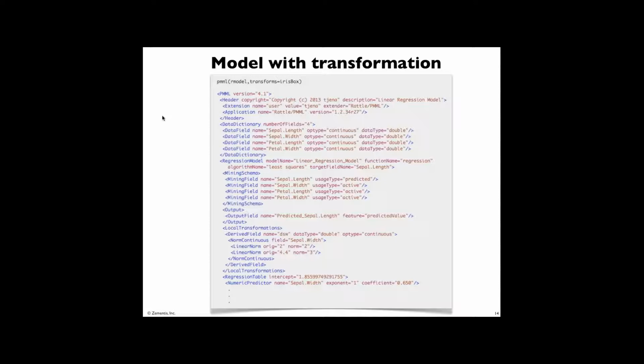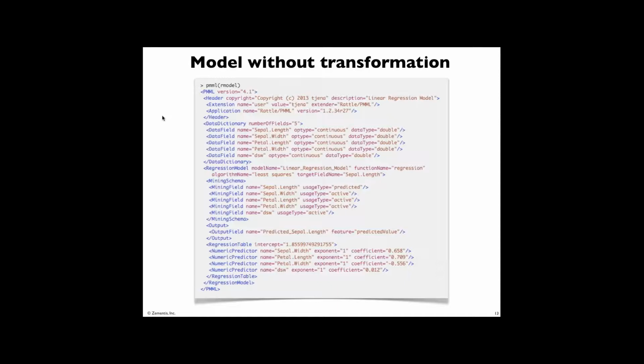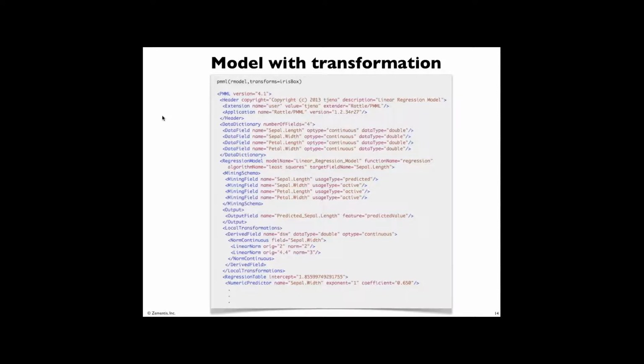It's not there. There is a new element you didn't see before, local transformations. You notice after output, not much there. And that defines a new derived field, DSW. So you can see it's a derived field named DSW, and it's derived from sepalWidth. And then the regression table can use the DSW.